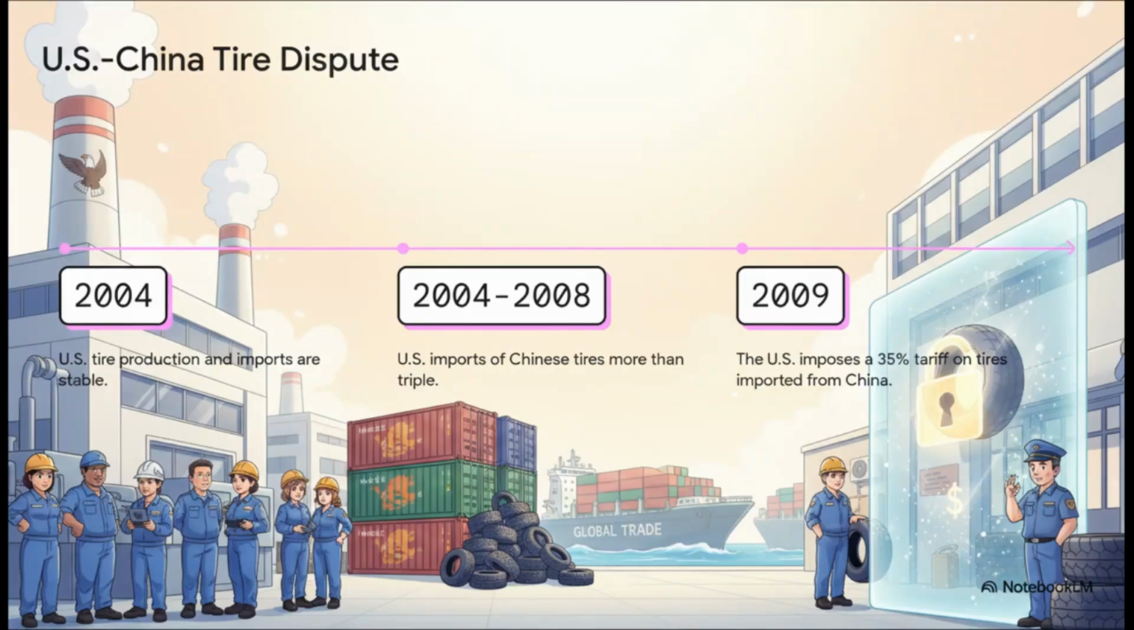So here's the story. Back in 2004, things in the US tire market were pretty stable. But then, over the next 4 years, something crazy happened. Imports of tires from China more than tripled. This put incredible pressure on American tire companies. So in 2009, the US government stepped in and slapped a massive 35% tariff on those Chinese tires.